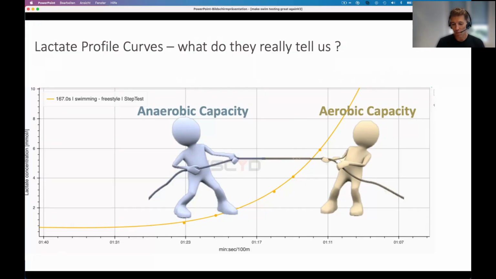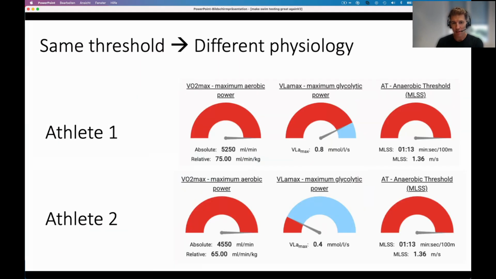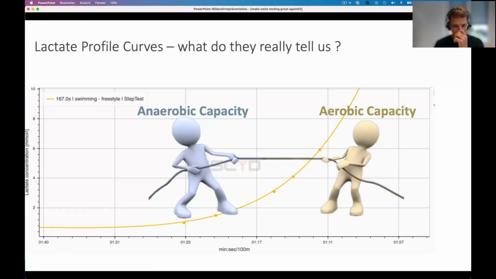Why is that? Why can you have something like this? Why can you have a higher VO₂max and a higher VLamax resulting in the same threshold as lower glycolytic capacity and lower aerobic capacity? This is because, and I'm going to dive deeper into that, a higher glycolytic power or anaerobic capacity, whatever wording resonates better with your world, means higher lactate production. Higher lactate production means higher lactate concentration, as I'm going to show next. And therefore, the lactate profile curve would shift to the left.